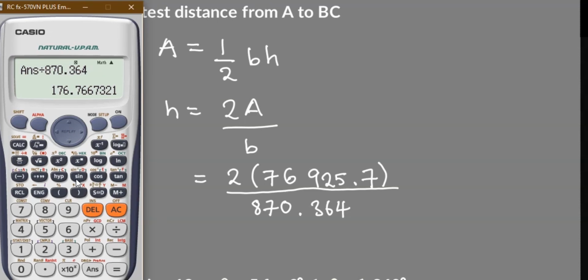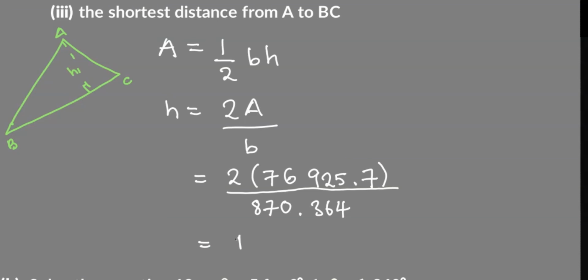176.7667 is my value. I think we can round it off to maybe the second decimal place just to show the examiner what we had. But the idea here is to get our answer to 3 significant figures, and that will be 177. And this should be in kilometers.